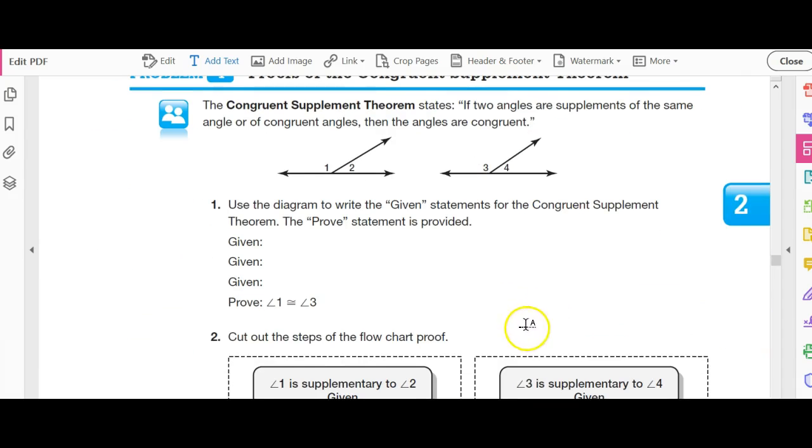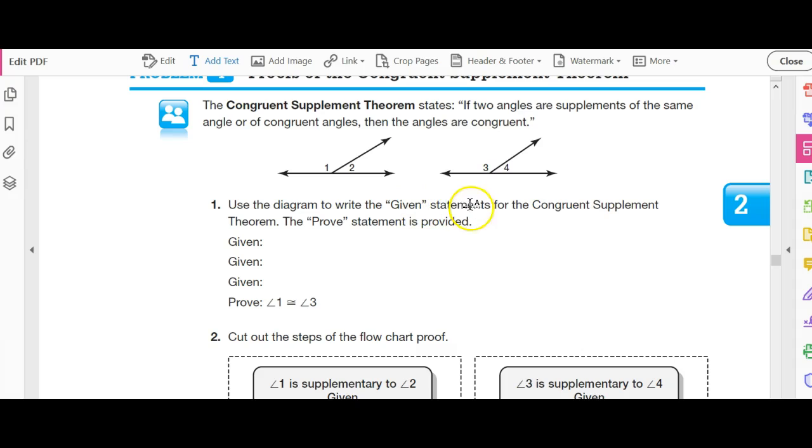Okay, we've got another one here, congruent supplement theorem. So the congruent supplement theorem says, if two angles are supplements of the same angle or of congruent angles, then the angles are congruent. So 1 and 2 are supplements, 3 and 4 are supplements. So that's what we're going to write in here.